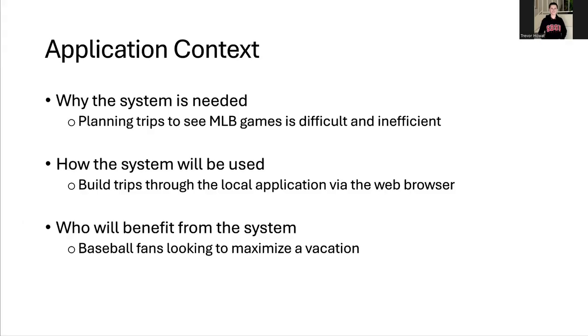The system is needed because planning trips to see Major League Baseball games can be difficult and inefficient. I am one person who enjoys going on these trips, and I've met many other people on these trips, and we all share that same difficulty in balancing the schedule and finding which teams are at home and which teams are away. So this system allows you to enter some dates and have it generate which games are nearby and along the route. So how will the system be used?